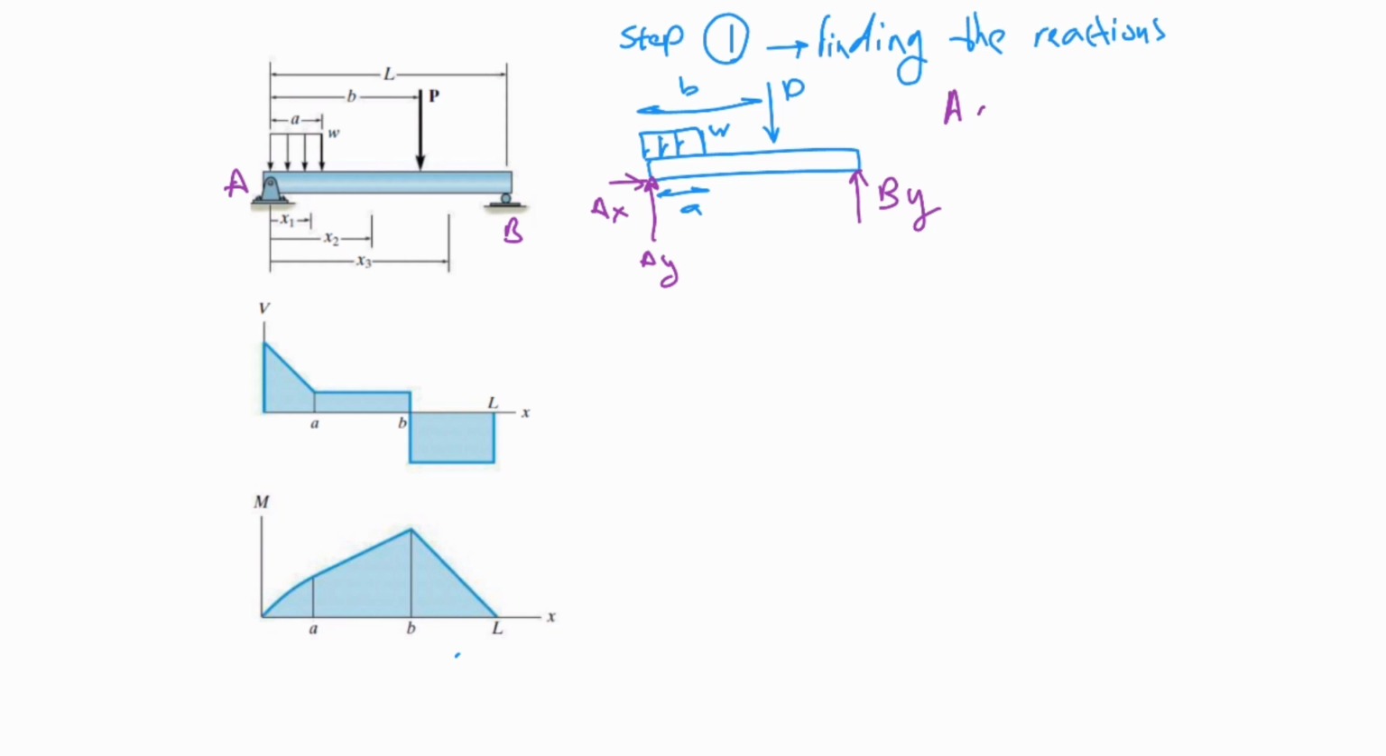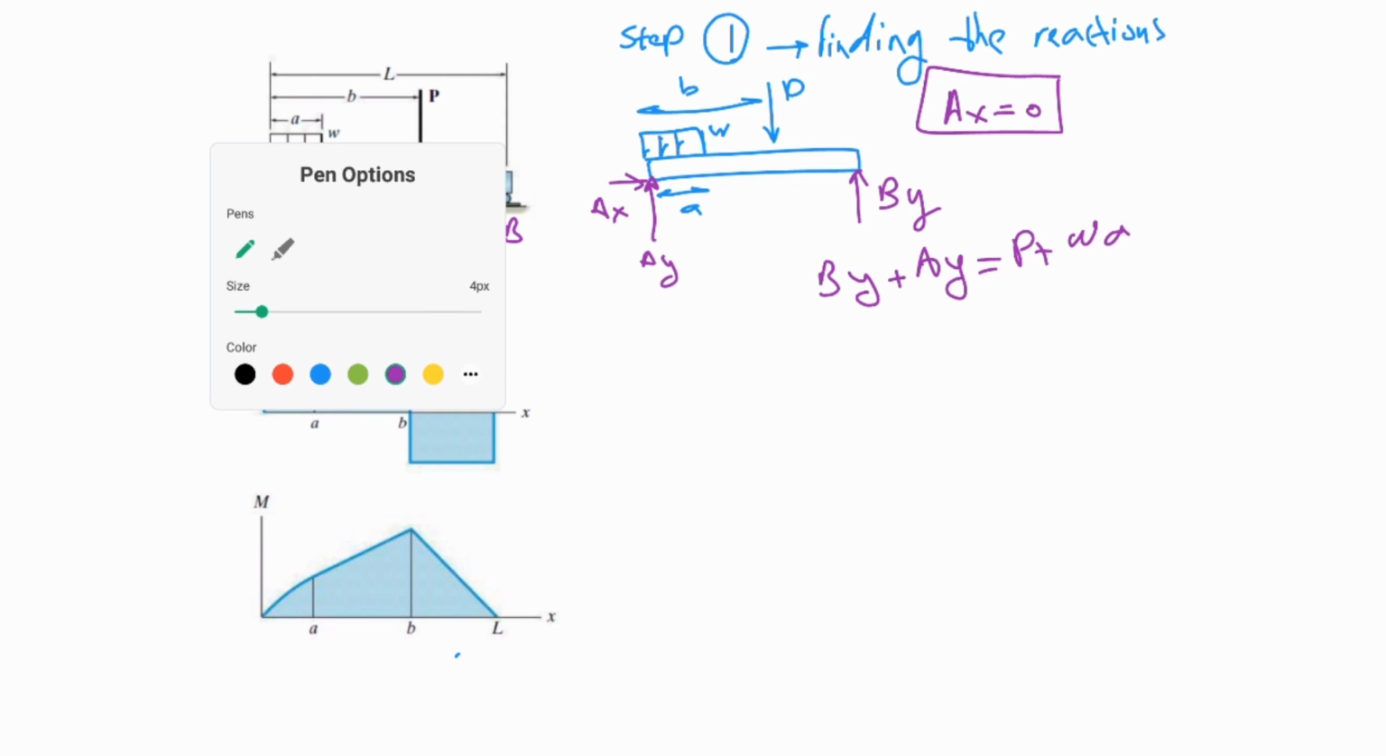I know AX, sigma of x is equal to 0, so we have only AX equal to 0. This is done. For y, I have BY plus AY equal to P plus omega times A. What is omega? It is a distributed force or distributed load. And the unit of omega is, for example, Newton per meter. You need to multiply that by a length to get a force.